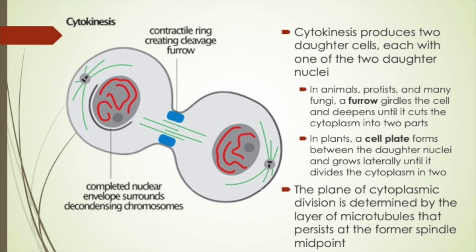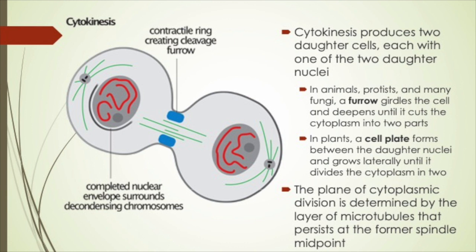Now that plate, or a fold in our case because we're animals, since the plate is formed by plants, is brought on by cytokinesis. Mitosis can happen without cytokinesis. Cytokinesis can happen without mitosis. Most of the time, they're happening at the same time. So cytokinesis produces two daughter cells, each one with a daughter nucleus most of the time.